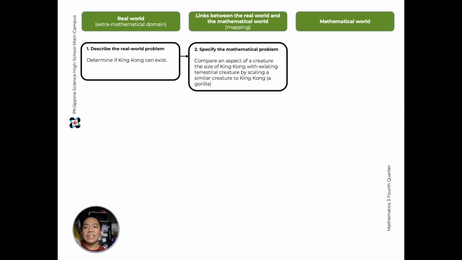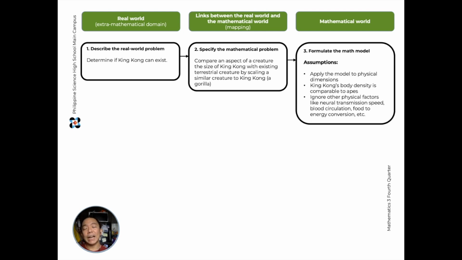So yung ating real-world problem na gusto nating i-determine if King Kong can exist, itatry nating i-narrow yung criteria natin for determining if indeed King Kong can or cannot exist. And for this example, what we'll do is we'll compare an aspect of a creature na kasing laki ni King Kong with siguro yung comparable animal niya sa real world natin ngayon. And that, of course, that would be a gorilla. Then we'll formulate our math model and we'll first make some assumptions.